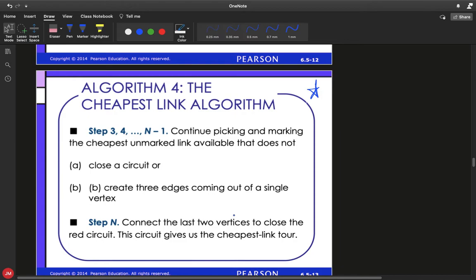on the graph. And then at the very last step, it calls it step N because you could theoretically go through it a number of times. But at the last step, you connect your last 2 vertices to close your circuit, and that gives you the cheapest link tour.